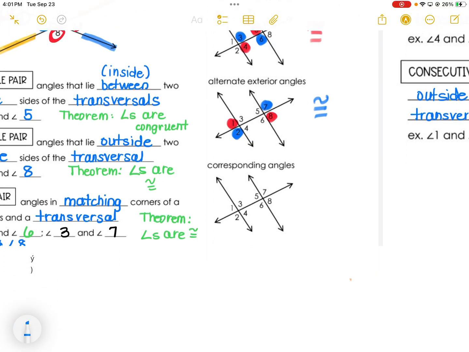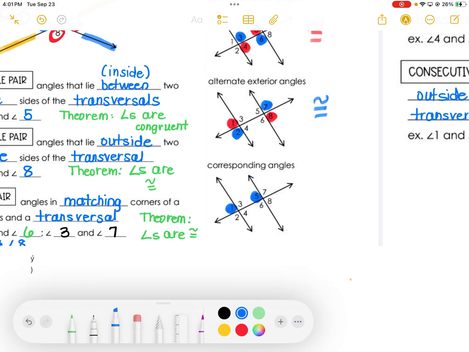Okay. Corresponding angles, we're going to need 4 colors. Okay, so remember our boxes. If I have this imaginary box around 1, 2, 3, and 4, if I choose angle 1, corresponding to angle 1 will be angle 5. Okay, they're both in the top left of those invisible boxes. I'm not really drawing them.